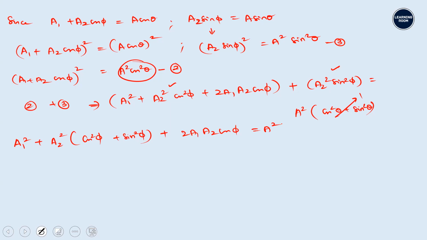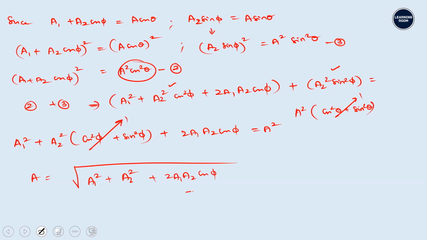So what is going to be the value of a? Obviously, it is going to be the square root of a1 square plus a2 square, since cos square phi plus sin square phi is 1, plus 2 times a1 a2 cos phi. And this is going to be the value of the resultant amplitude in terms of the given individual amplitudes.